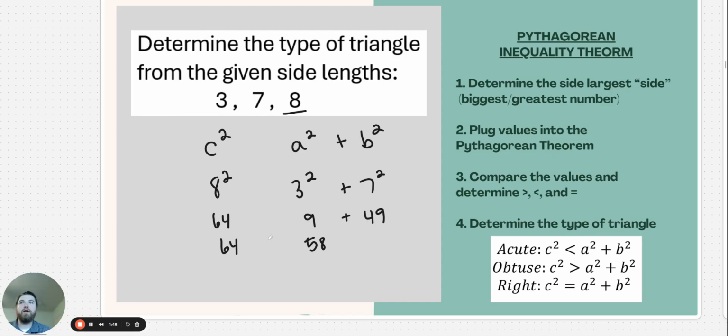Now we compare the quantities. c squared is going to be greater. 64 is greater than 58. And when c squared is greater, that means that the triangle is obtuse. So that's what we have there.